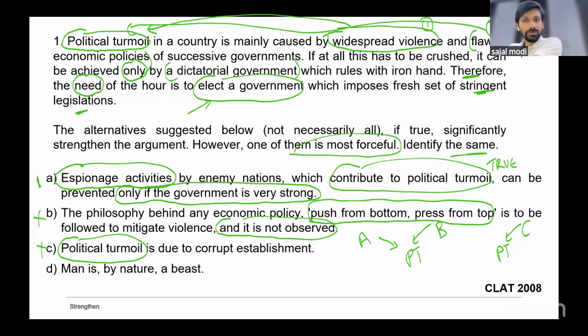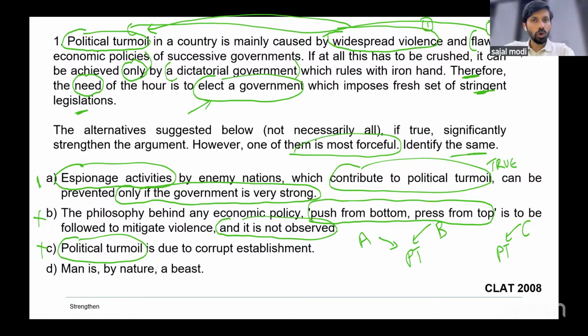That it is not widespread violence, it is not flawed economic policies, it is something else. The moment I see an option that gives an alternate cause to what the author is saying, then that option will weaken the argument. Remember this, and we'll come back to this concept sometime later in the PPT. So option C is weakening the argument.